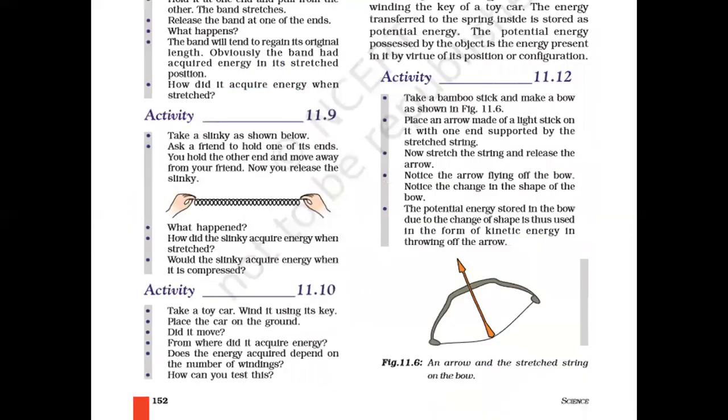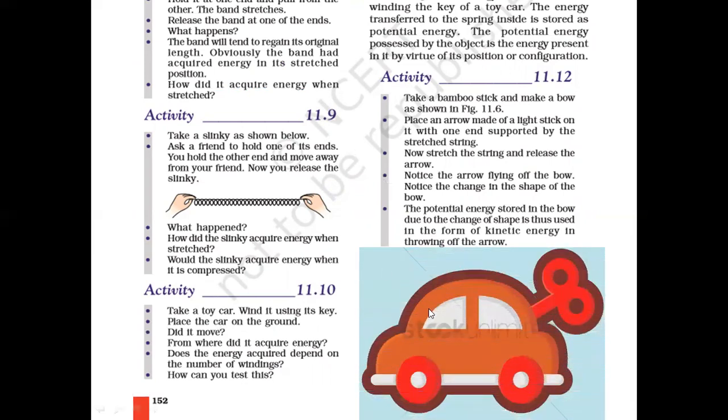Now the next activity, let us perform one in which you need to take a toy car and wind it using its key. So this kind of car, definitely when you were small you were playing with this kind of car. We need to place it on the ground, and does it move? Yes, definitely this car is also moving. And now, from where did it acquire energy?